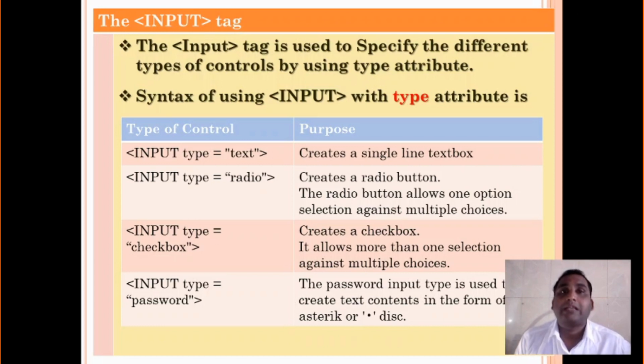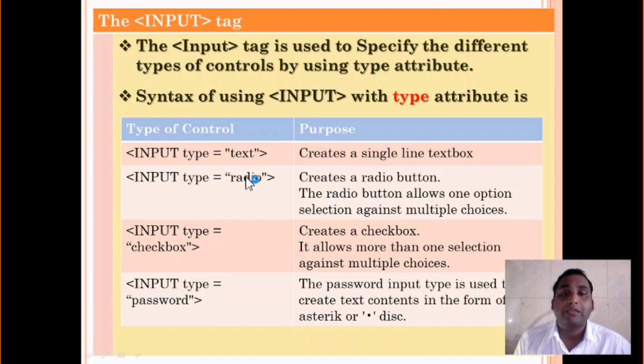Next, let us understand the form elements. Form elements like text, radio, checkbox, and password can be shown with the help of the input tag. The input tag is used to specify the different types of controls by using the type attribute. To the type attribute we specify values like text, radio, checkbox, password. If input type equals text, then it creates a single line text box.